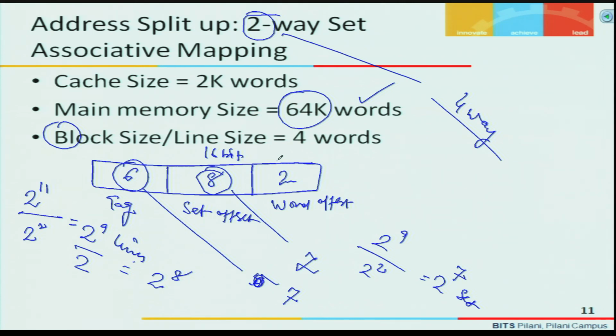So like that you can now calculate yourself for 8-way associativity. Eight-way associativity means each set contains 8 lines. So how many total lines are there? Total lines in the cache are 2 raised to the power 9. Out of these 2 raised to the power 9, if you are making a set of 8 lines per set, the number of sets will decrease, and accordingly your address split up will be there.